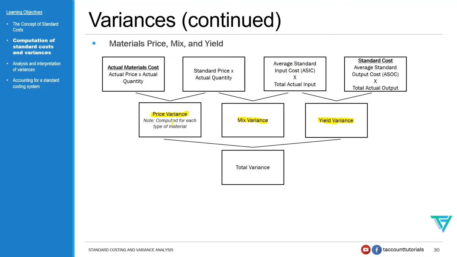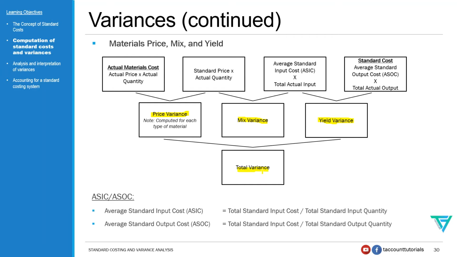Right, and then if we sum or get the total of all of these variances, we get the total material variance here. All right, just a quick note on how to compute the average standard input and average standard output costs. For the ASIC, we arrive at this by getting the total standard input cost over the total standard input quantity. Whereas for the ASOC, or the output cost, we get the total standard input cost over the total standard output quantity.